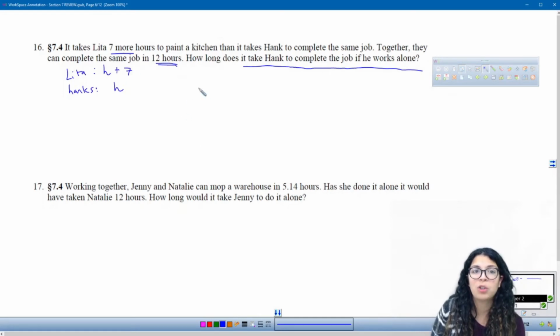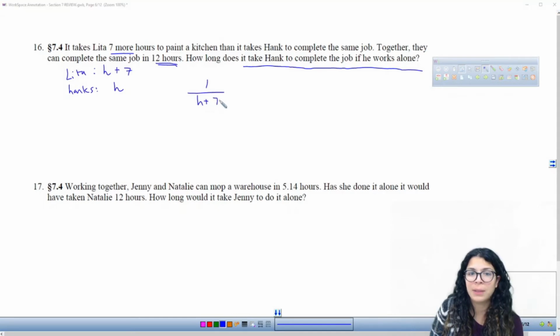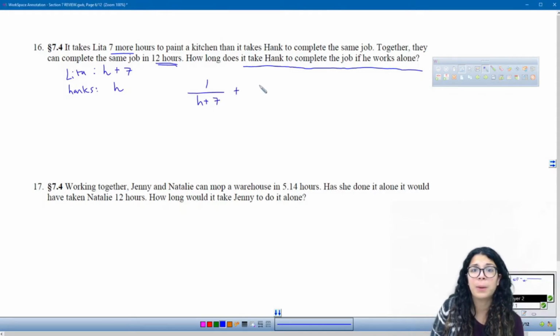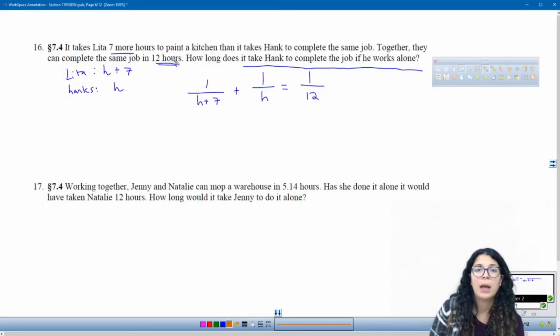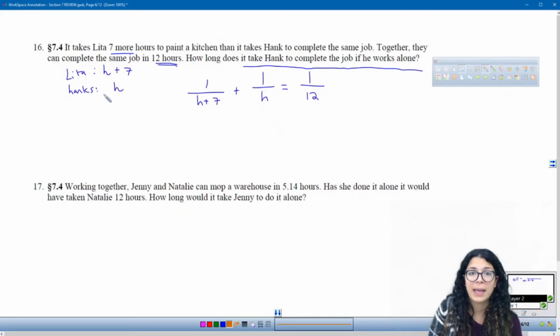So how much Lita completes per hour will be 1 over H plus 7. How much Hank completes per hour will be 1 over H. And their total time to do it together is 12. So 1 over H plus 7 plus 1 over H would equal 1 over 12. Now we just need to solve this equation. Once we solve for H, that'll give us Hank's time, which is what we are looking for if he were to do it alone.